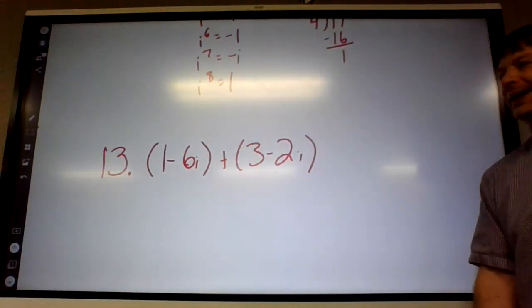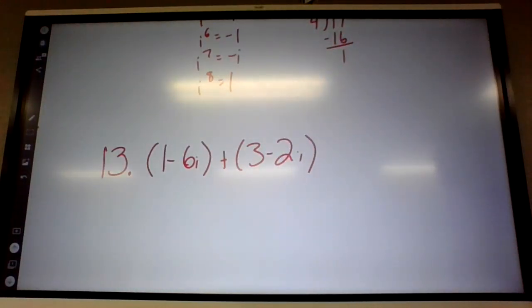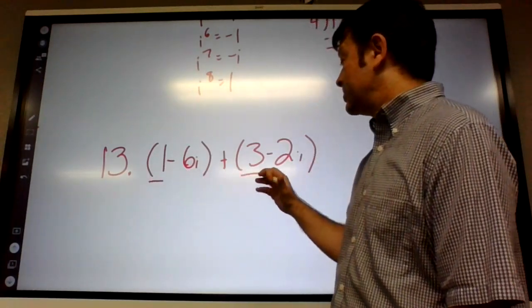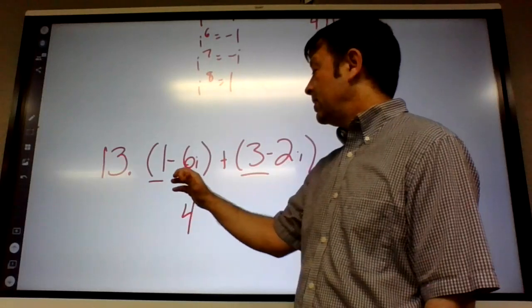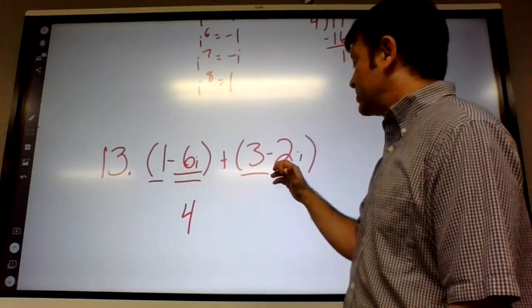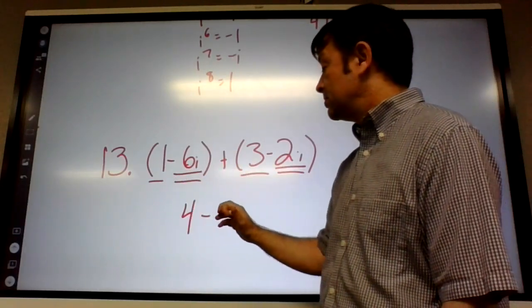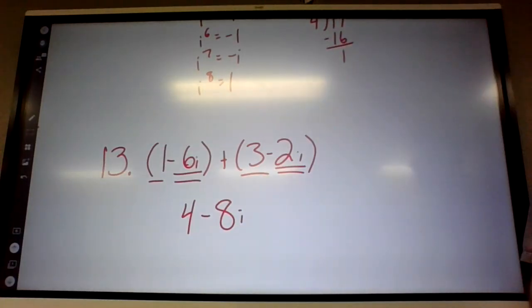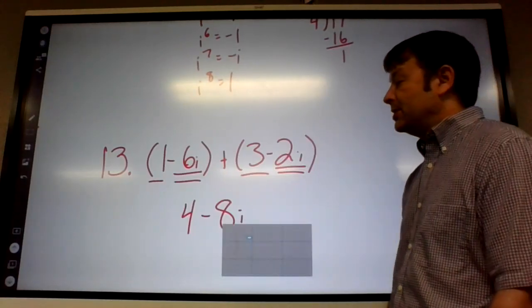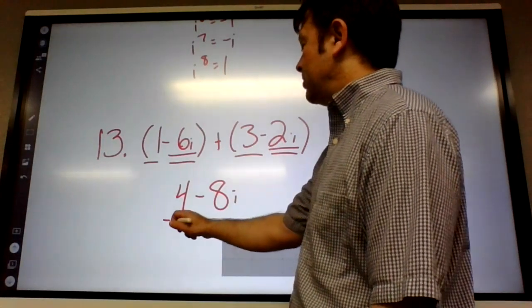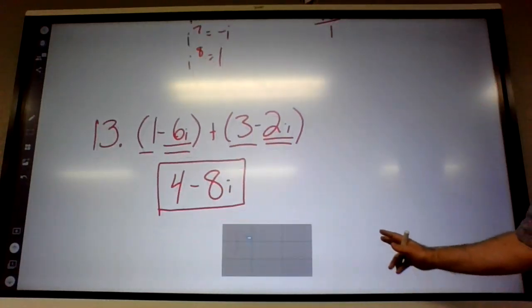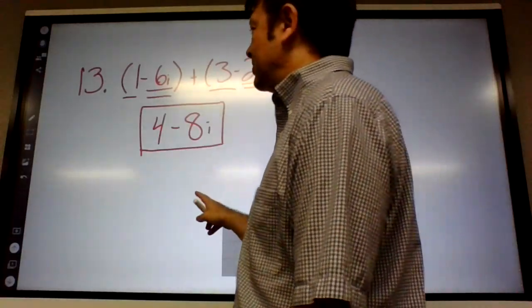Okay, so if we're adding, what do we do when we're adding? Well, you just add like terms. 1 plus 3, and -6i plus -2i, is -8i. Same thing you would do if they were x's instead of i's. On complex numbers, they always put the real number in front. Okay, so the i's always go second.